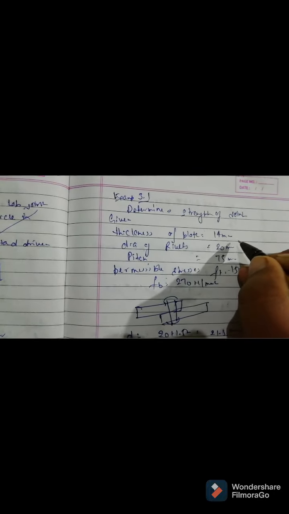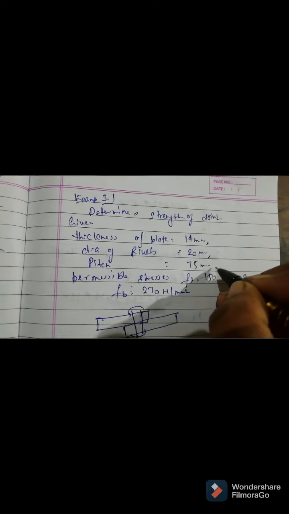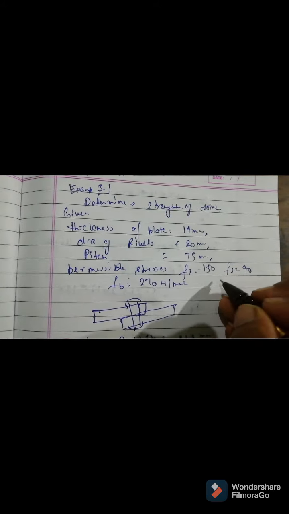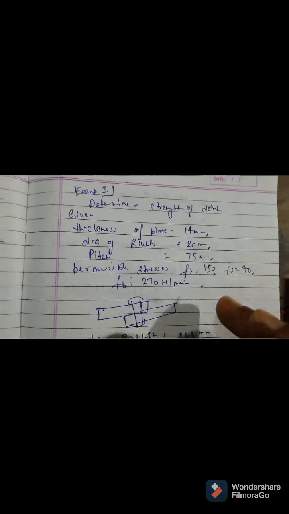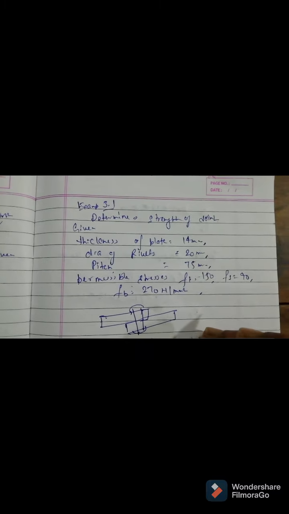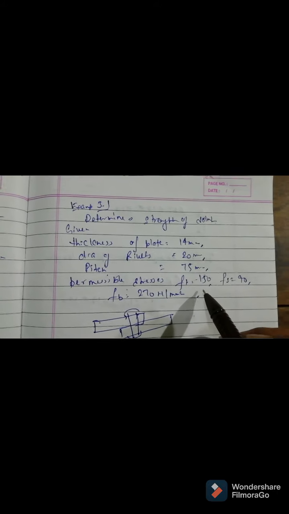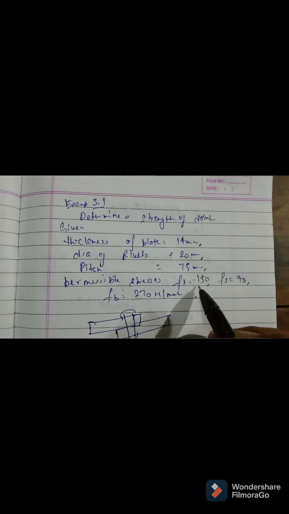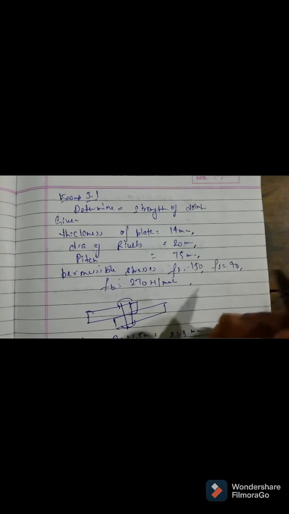So now let's change the whole question. Here the thickness of plate, let's take 14 mm, dia of rivets 20 mm, pitch 75 mm, permissible stress the same: Ft 150, Fs 90 and Fb equal to 270 Newton per mm square. All these permissible stresses are in Newton per mm square.